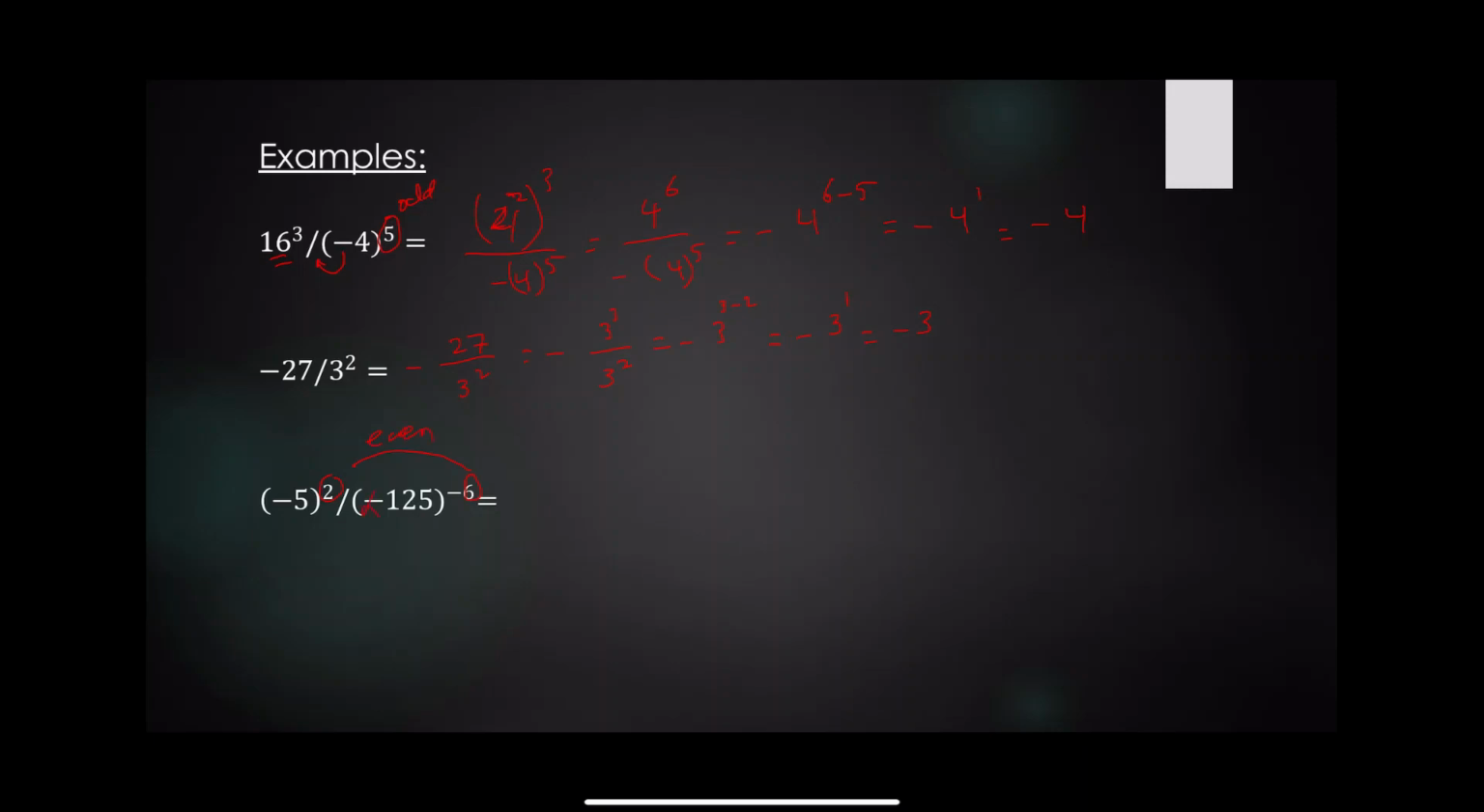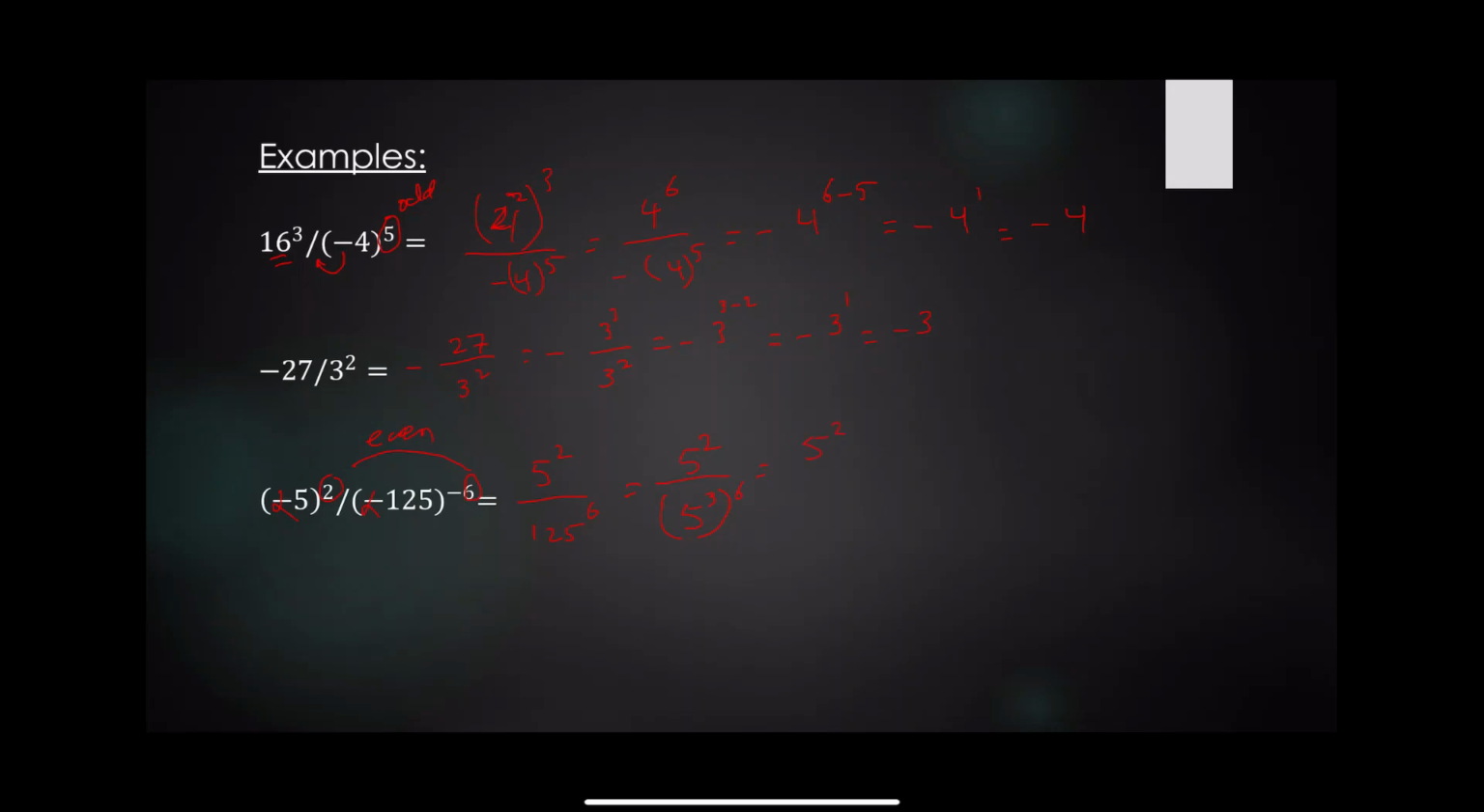So get rid of this. 5 to the power 2 divided by 125 to the power 6. We know from the previous examples that 125 is 5 to the power 3. So it's 5 to the power 2 divided by 5 to the power 3, all of this raised to the power 6.